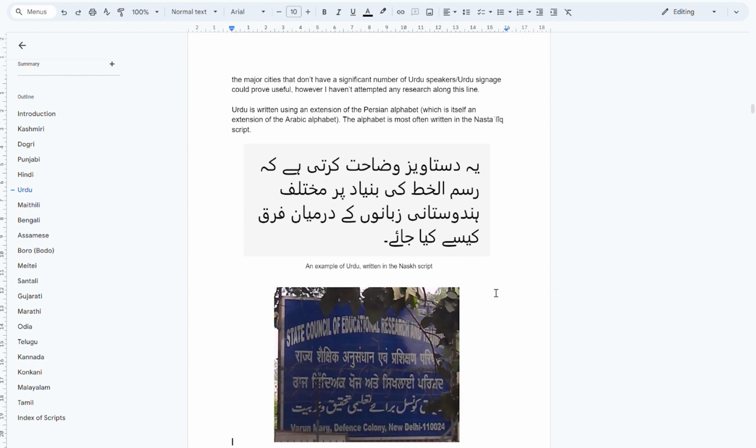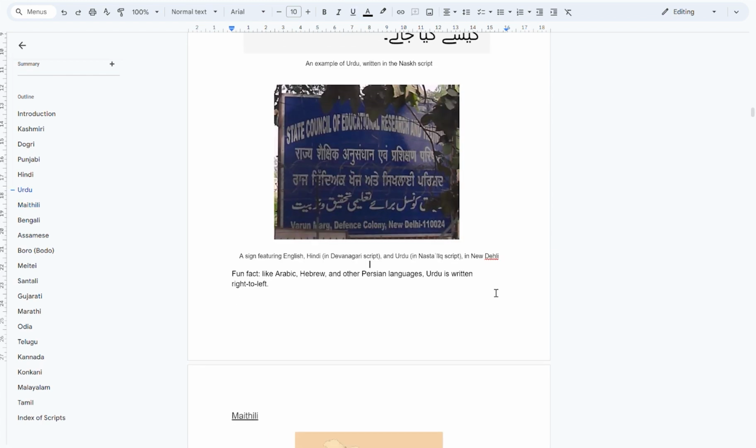So you'll find Urdu in a lot of places, often alongside other languages. So this is a sign in New Delhi that features English up the top, Hindi in the Devanagari script, and Urdu in the Nastaliq script. That's in New Delhi.